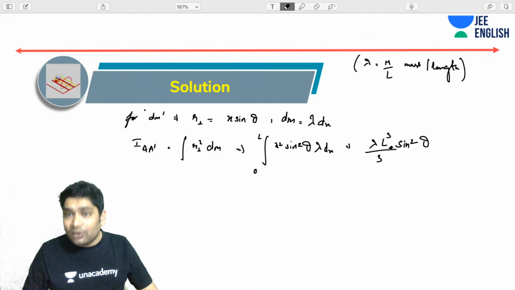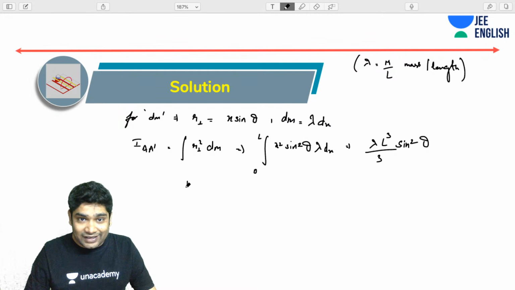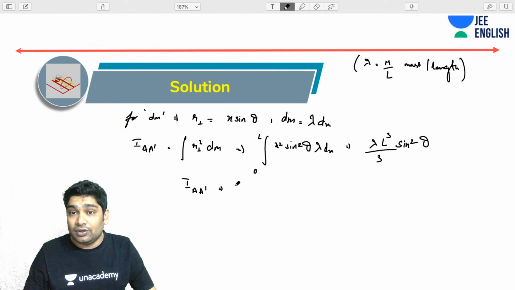So again, lambda into L can be written as m. So I know I' would be equal to ml square by 3 sine square theta.